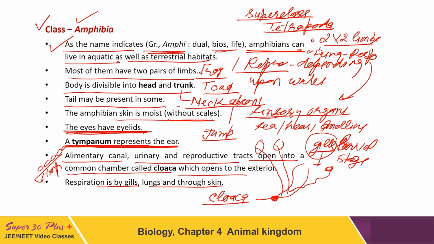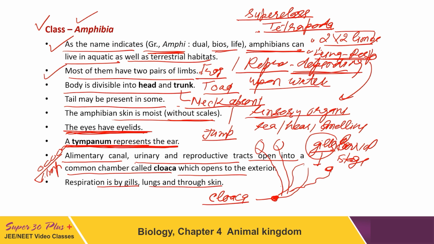Amphibia. Important characters. Superclass Tetrapoda. What are the characters of Tetrapoda? They have 4 pods, 4 legs, 2 pairs of limbs. Respiration is by lung. For reproduction they are depending upon water. Is it right? Therefore known as amphibia. Greek word amphi means dual, bios means life. They can live on land as well as in water.